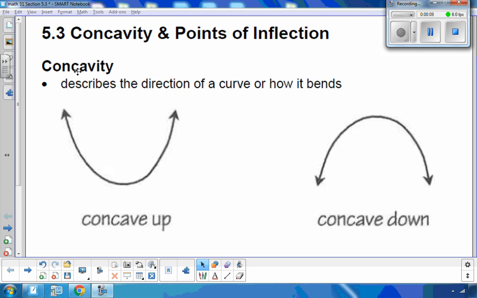Let's talk about what concavity is. Concavity describes the direction of a curve or how it bends. So you can see here, this is concave up and this is concave down. Like what we would do in 20-1, it opens up, so it's concave up. It opens down, so it's concave down.